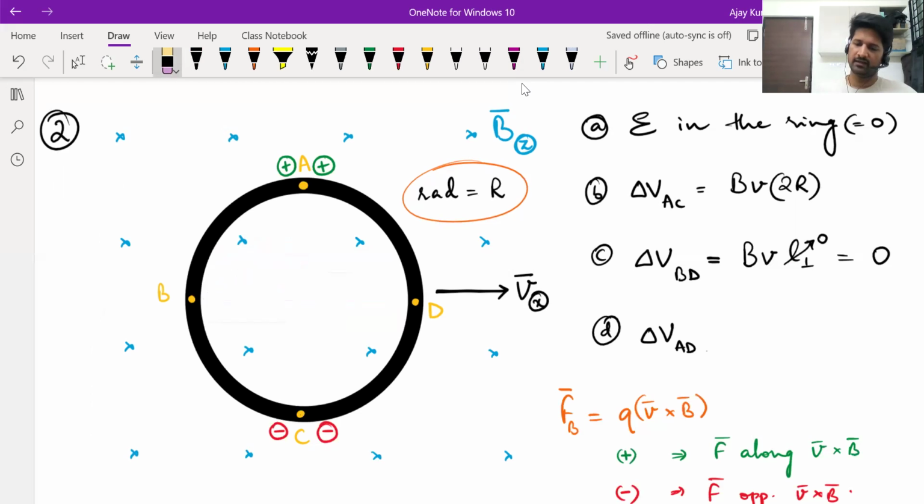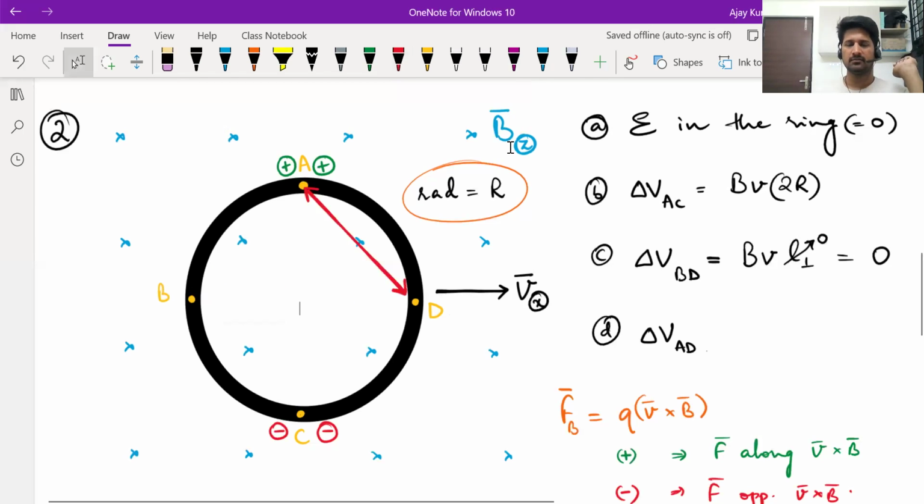Next, between A and D, do this all of you. I want all of you to answer this. You imagine the line connecting A and D. Find out how much that length is. Find out how much the perpendicular component is. Use the formula B, V perpendicular, L perpendicular, and tell me an answer. Do this all of you. Type your answers in chat.